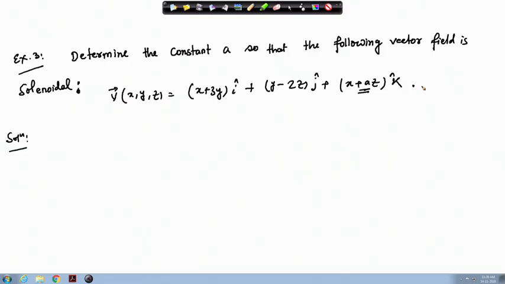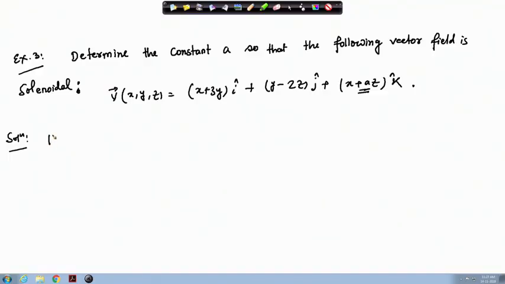Now, we know from the definition in the previous class that a vector field is solenoidal when divergence of V is equal to 0. So, we assume that the vector field is solenoidal, and we make divergence of V equal to 0, and from there we have to find out for what value of A that divergence of V equals 0 actually occurs. So, we basically solve for A equals some constant, and that will be the required value of A for which this vector field is solenoidal.